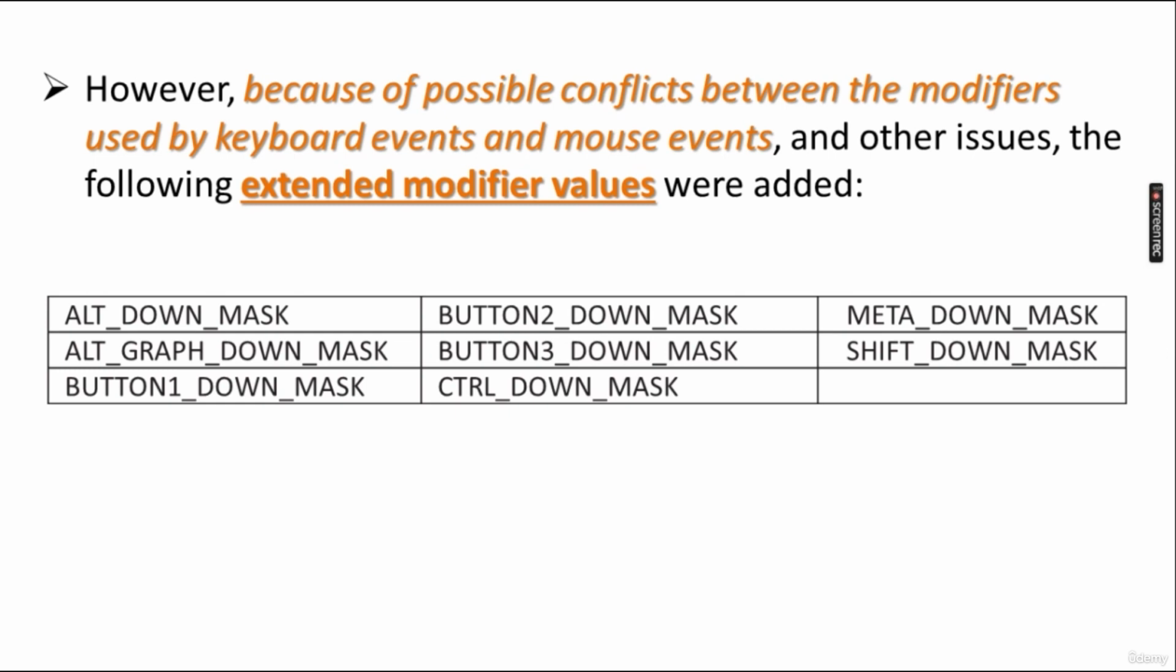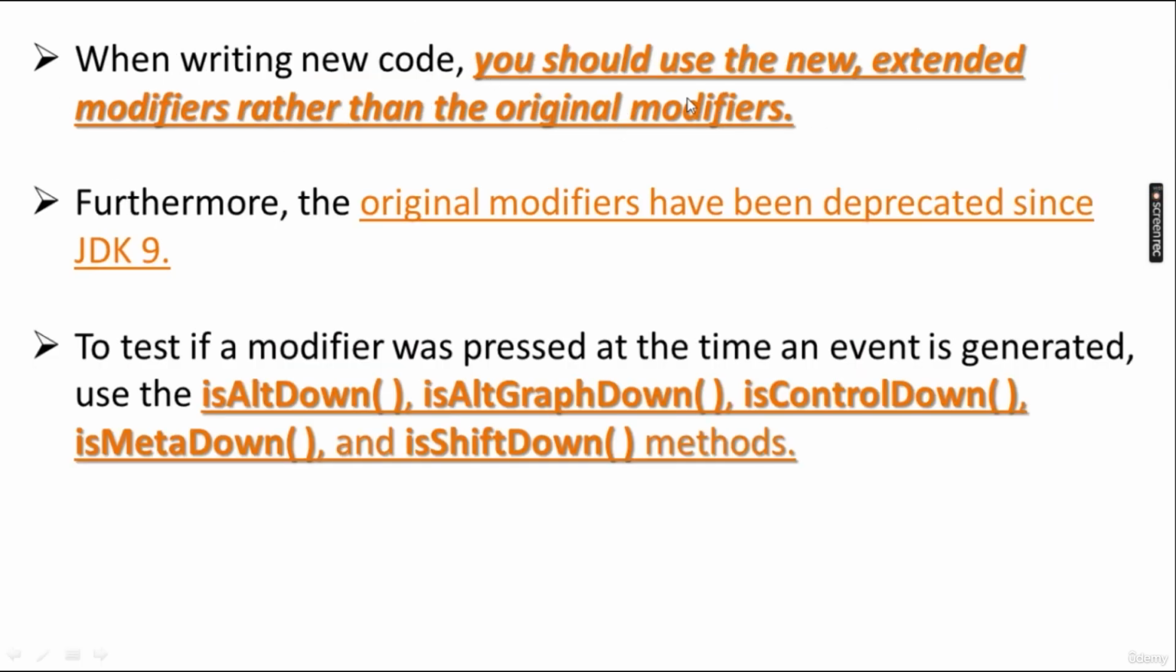Because of possible conflict between modifiers used by keyboard events and mouse events and other issues, the following extended modifiers were added: ALT_DOWN_MASK, ALT_GRAPH_DOWN_MASK, and so on. Input can be generated through the keyboard and also through the mouse, so at a time there may be conflict. Either the keyboard has generated the input event, or the mouse has. We don't know, so how to identify them? For that, they have added the extended modifier values: ALT_DOWN_MASK, ALT_GRAPH_DOWN_MASK, BUTTON1_DOWN_MASK, BUTTON2_DOWN_MASK, BUTTON3_DOWN_MASK, CTRL_DOWN_MASK, META_DOWN_MASK, and SHIFT_DOWN_MASK. When writing new code, you should use the new extended modifiers rather than the original ones, and the original modifiers have been deprecated since JDK 9.